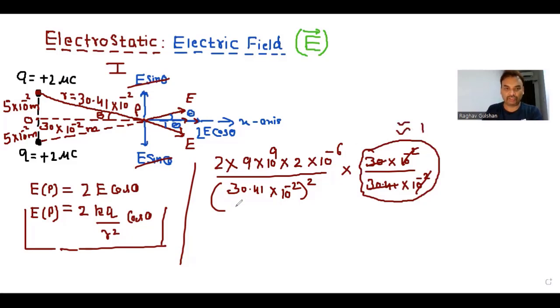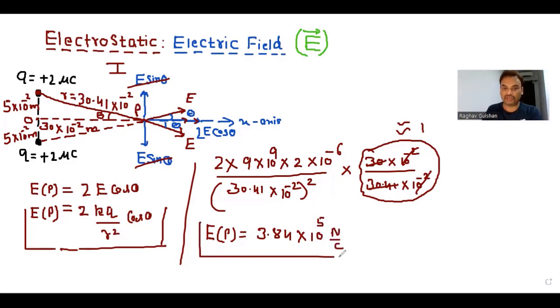Now, if we calculate this value, so I'm writing the final result, you can do the calculation. So the final result that will be equal to 3.84 into 10 raised to the power 5 Newton per coulomb, right? So this will be our final answer of this numerical.